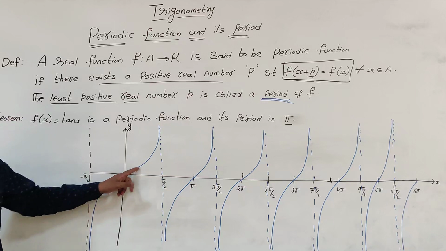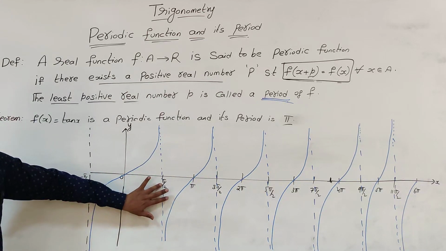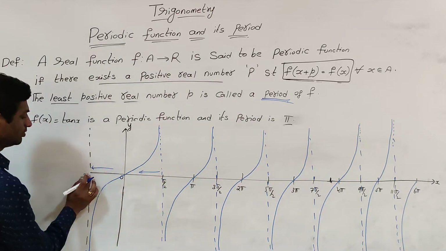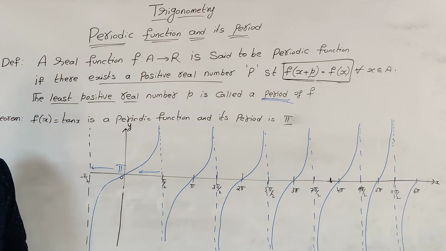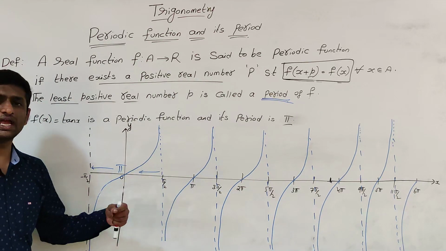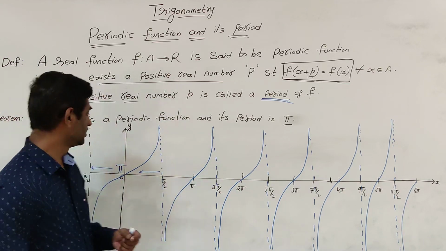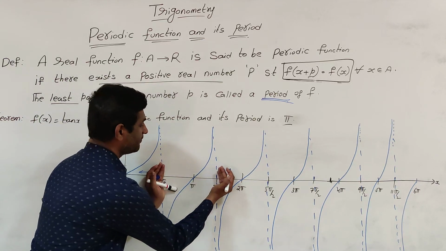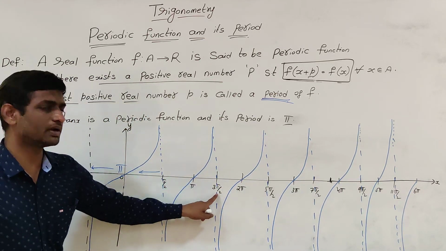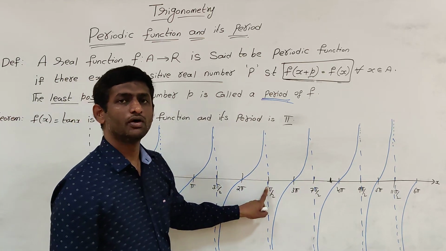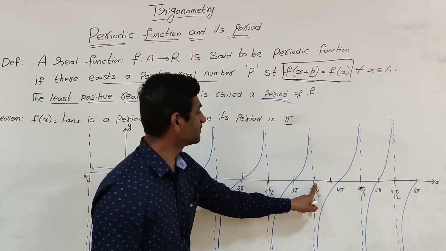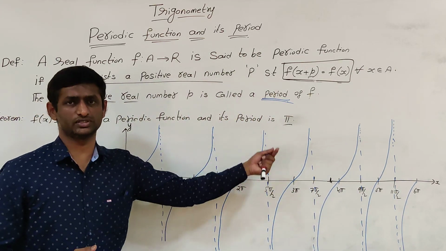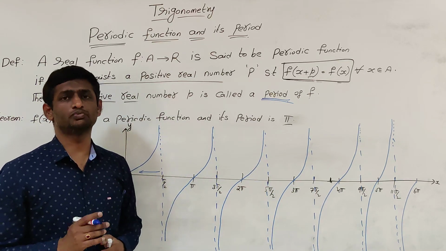Now this is the shape of tan x in between minus pi by 2 to pi by 2. So what is the length of this unit? Pi by 2 minus minus pi by 2 means the length is pi. Now if you observe, whatever the shape exists in this interval, the same shape exists for every pi units. That is pi by 2 to 3 pi by 2, or 3 pi by 2 to 5 pi by 2, 5 pi by 2 to 7 pi by 2, or 7 pi by 2 to 9 pi by 2. So the period of tan x is pi.